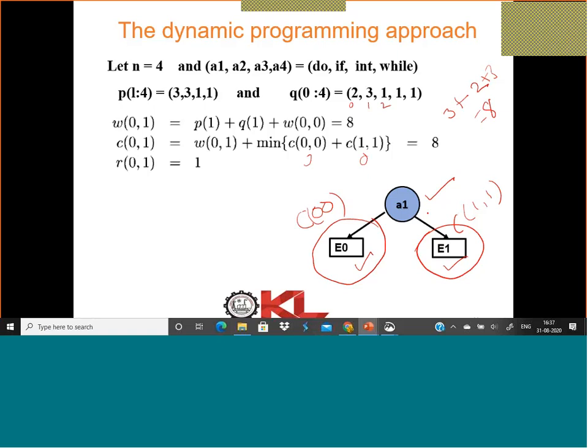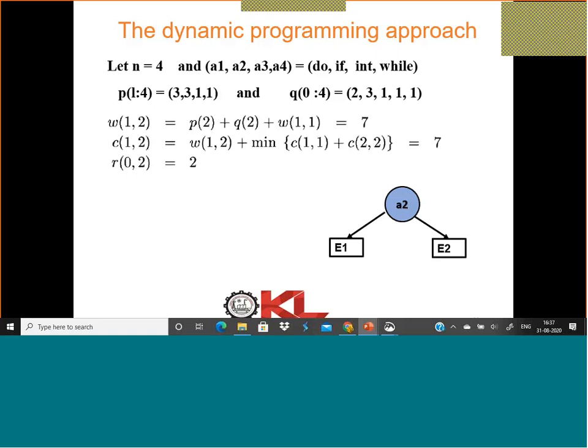So which is the root element you are selecting here? 1 is the root element because no other elements are present. Similarly, I want to construct the tree which contains exactly one node, but this time the node is A2. Previously it was A1. So again, to construct the cost of A2, W of 1, 2. What is there in W of 1, comma 2? It contains A2 as the one key element, and E1 and E2 are the virtual nodes.